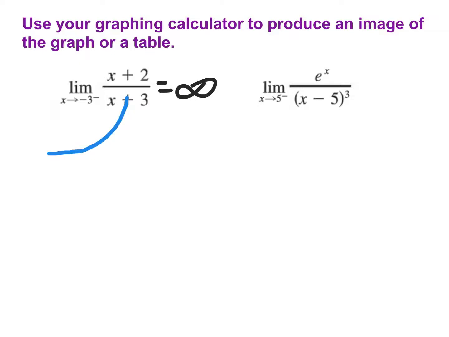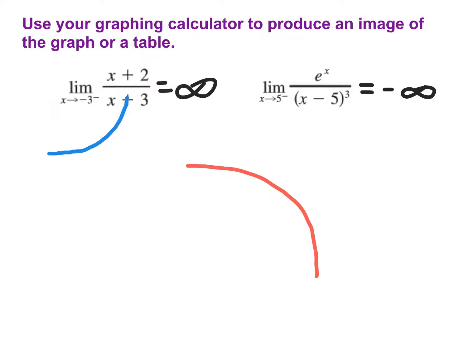What about the second one? As we approach this one from the right-hand side, which way is this graph going? Hopefully you're finding that this one is starting to go down very steeply. And so what is that limit approaching? Negative infinity.